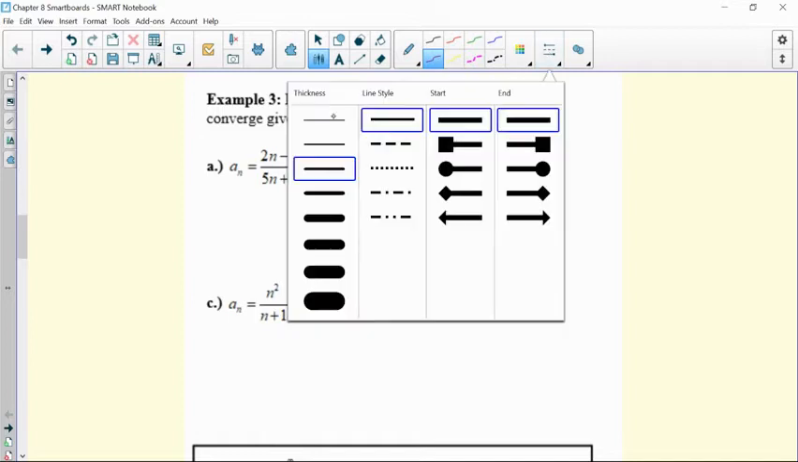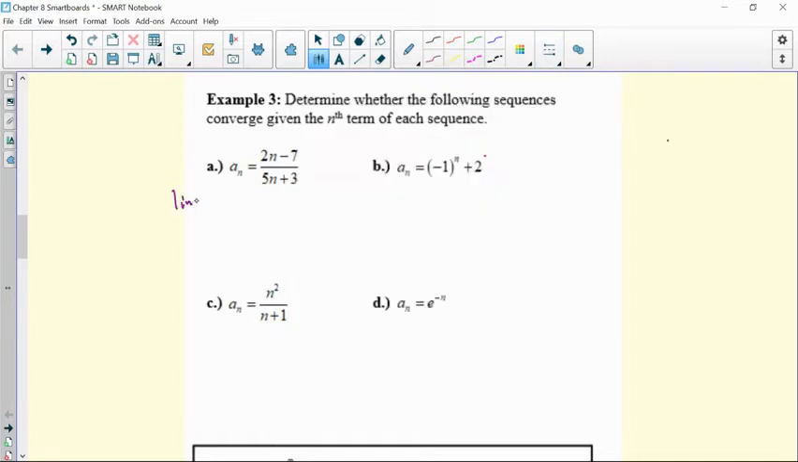So what I'm going to do is take a look at the limit, right? The limit as n goes to infinity of just a sub n in general. Because of that ratio of 2n to 5n, I know that the terms themselves will approach 2/5. Since the limit of the terms of the sequence exists, I know that the sequence converges. So the sequence of terms converges, and again, that's the sequence of terms.